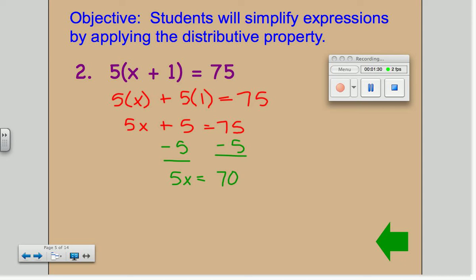Now we need to get rid of our family. X is being multiplied by 5, so the inverse of multiplication is division. So we're going to divide by 5. Divide over here by 5. 5 divided by 5 is just 1, so we have x by itself. And 70 divided by 5 is, I'll give you a minute to figure it out, 14. Okay?